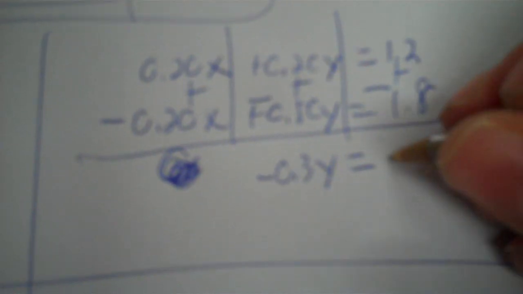Okay, columns, negative, negative, negative. So when I add the first two, I get 0x. Now watch how I do this. I don't need people trying to do it in their head, messing it up. You add the negative. Negative 0.3y. Then I add these, and that's negative 0.6. 1.2 plus negative 1.8, negative 0.6. Now you divide each side by negative 0.3, and the answer is 2.